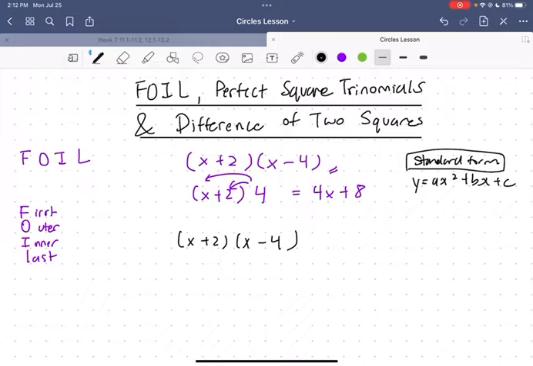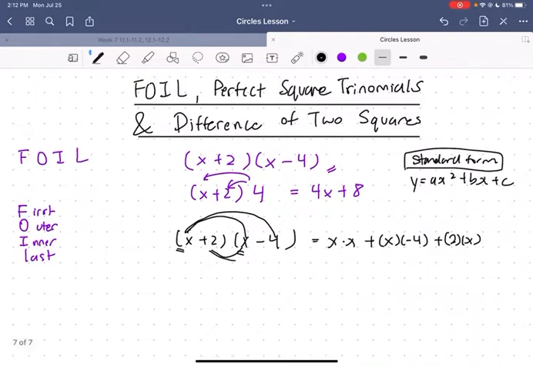So first, we're going to do the two first, I guess. So x times x, right, which is x squared. I'm going to write x times x for now. And then outer, you can kind of imagine the outer two numbers. So it's going to be plus x times negative 4. Then you do the inner, which is like the inner two numbers, which is plus 2 times x, and last, so the two numbers here, the last from this side and the last from that side. So that's going to be 2 times negative 4.